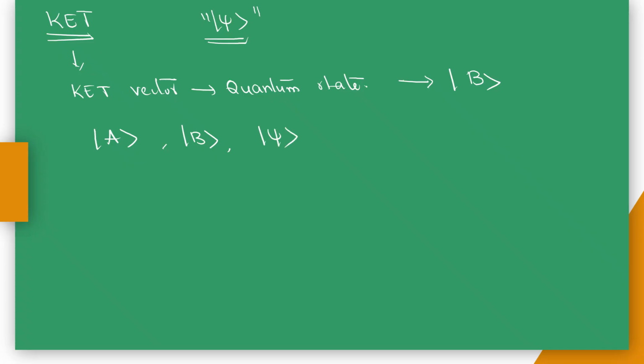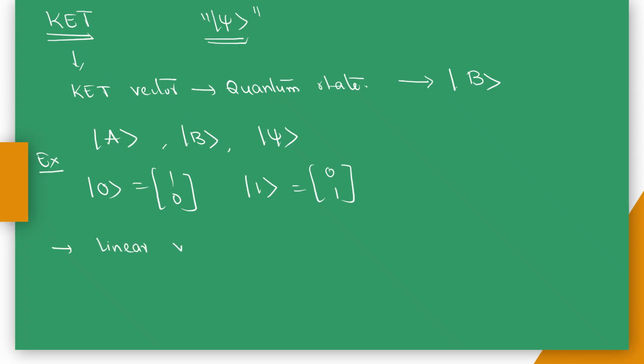Now, as an example, ket 0 is represented as the column matrix 1 0, and ket 1 is represented as 0 1. This is just an example. Kets form a linear vector space. So the ket follows the condition of a linear vector space.